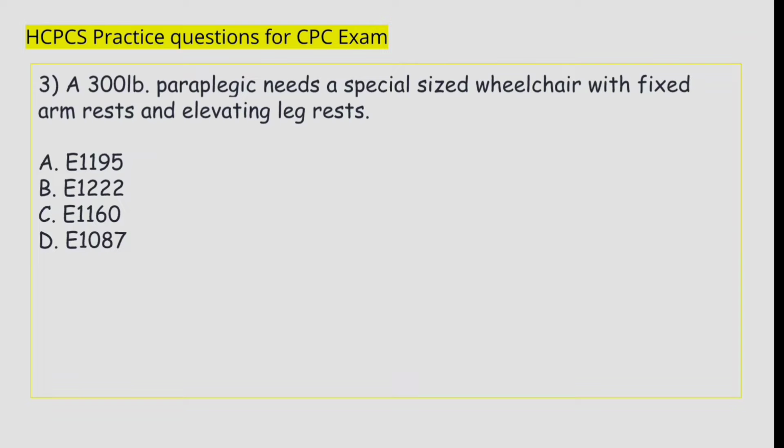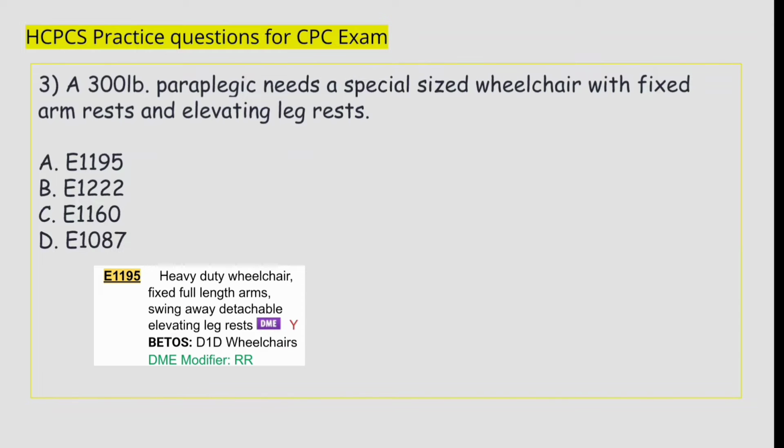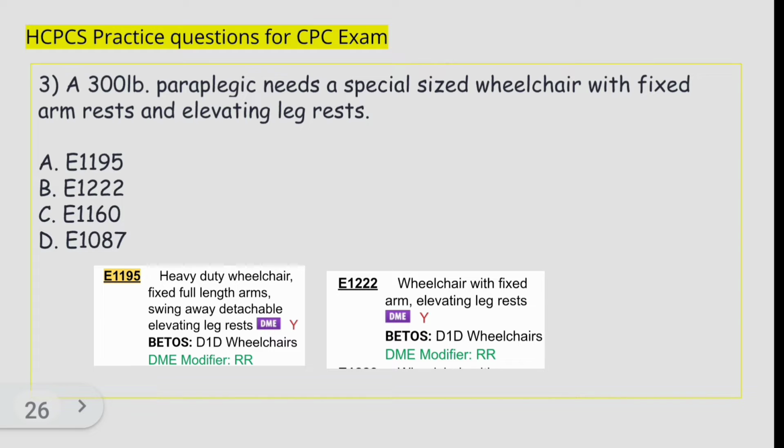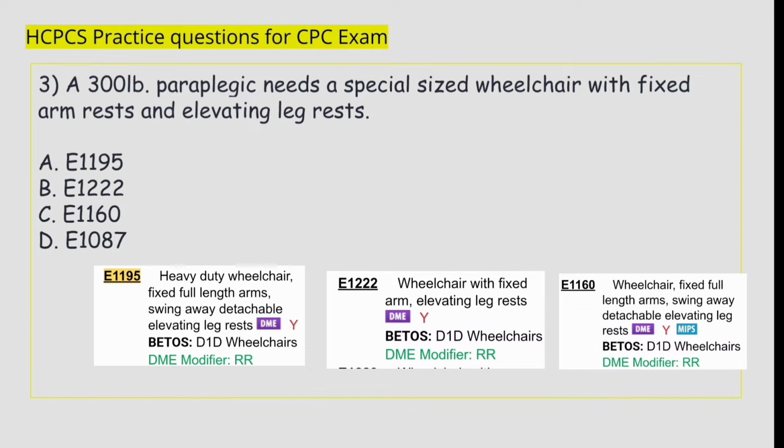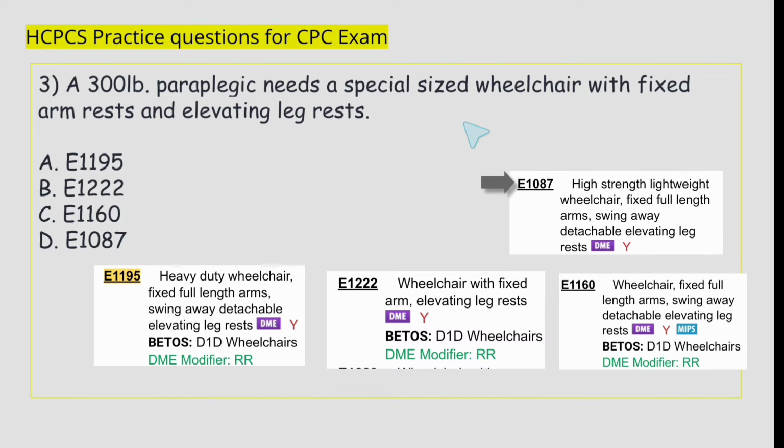Check option A. E1195 is for heavy duty wheelchair, fixed full length arms, swing away, detachable elevating leg rest. Check the code E1222. E1222 is for wheelchair, fixed arm, elevating, leg rests. And E1160 is for wheelchair, fixed full length arms, swing away, detachable elevating leg rests. And E1087 is for high strength, lightweight wheelchair, fixed full length arms, swing away, detachable elevating leg rests.